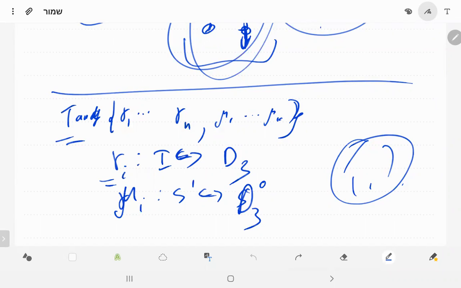So how is it related to mu? The mu's are also one-to-one. Together they are a link. The gamma I, so a link is where you have only mu I and don't have gamma I.